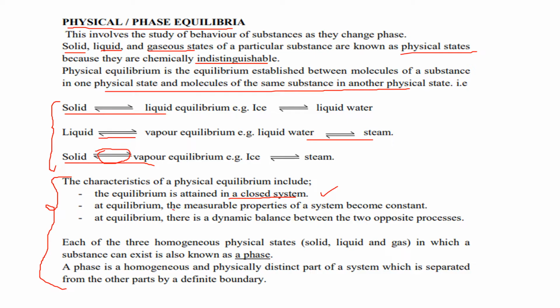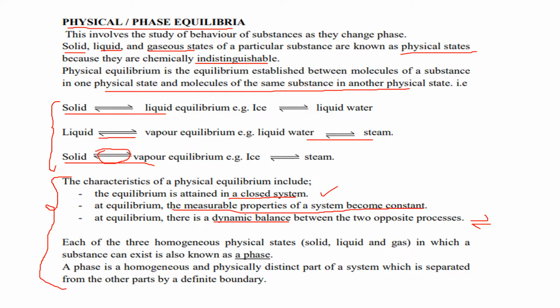At equilibrium, measurable properties of a system become constant. So this word constant, we are going to be using it often throughout this topic. At equilibrium, measurable properties of a system become constant, and that's something you should never forget. And at equilibrium, there is a dynamic balance between two opposite processes, and that's why we use reversible arrows. This will show that between two different phases, a dynamic equilibrium exists, or a dynamic balance.